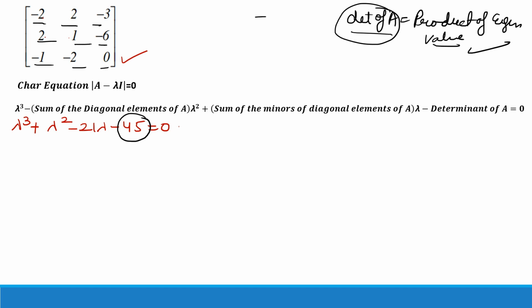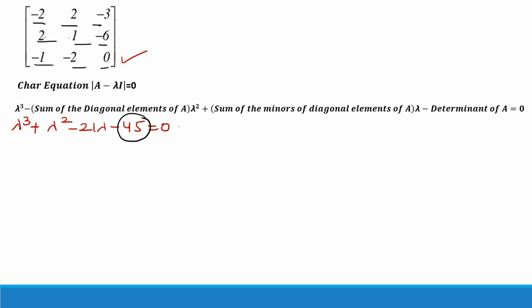So for the hit and trial method, I just try with odd numbers like minus 1, 1, minus 3, 3, minus 5, 5, right? I am not going to check even numbers because the determinant is odd. So we can check in rough work whether 1 is satisfying. You can easily see 1 is not satisfying this. In fact, minus 1 is also not satisfying.